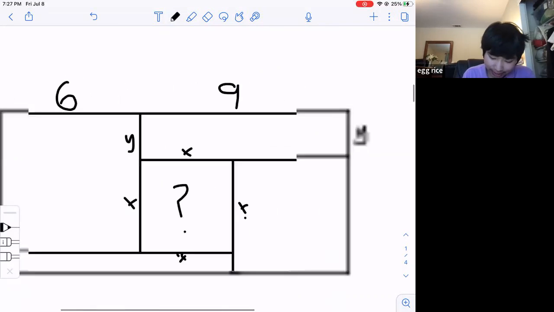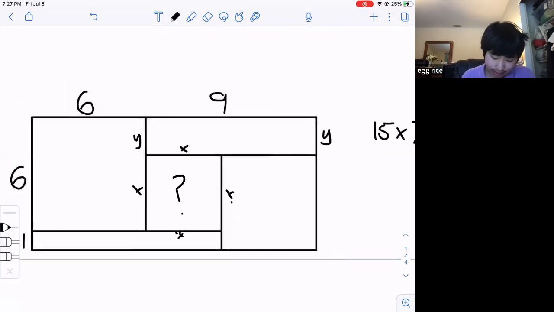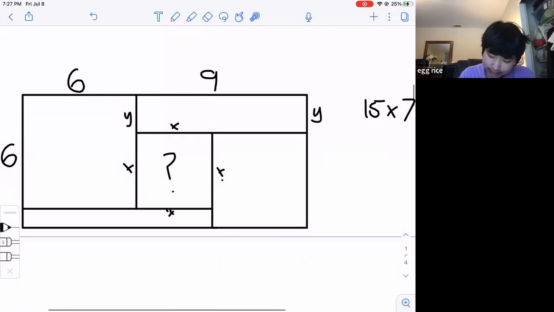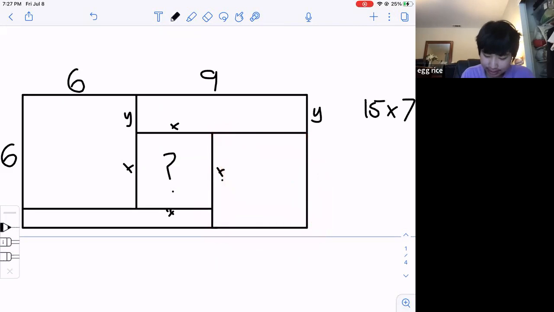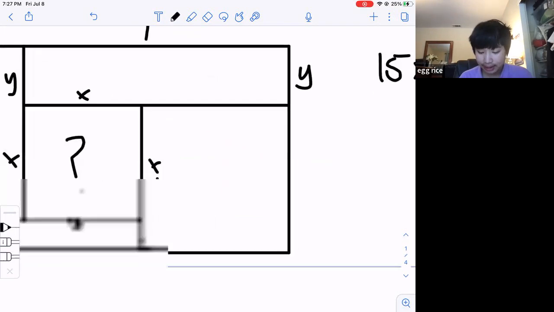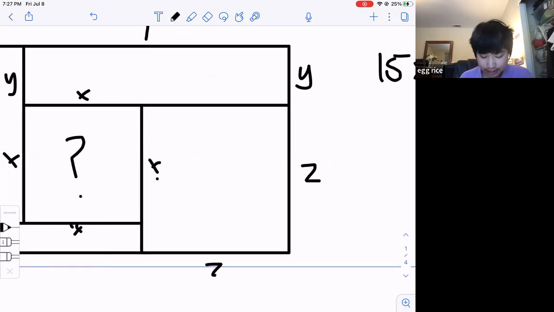So now we have these variables, and we also have these lengths here, which we don't know as well. So this square, I did not give you this information before, right? So let's just call it z. And then this right here, z.